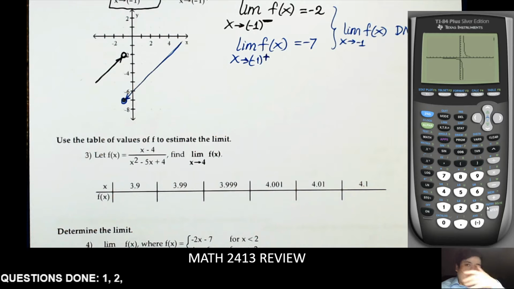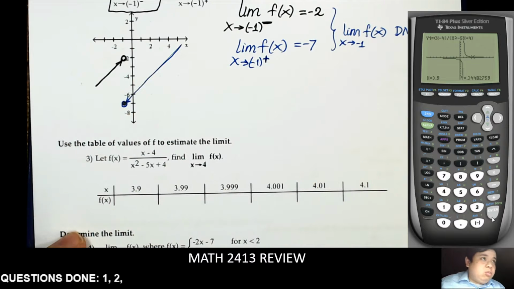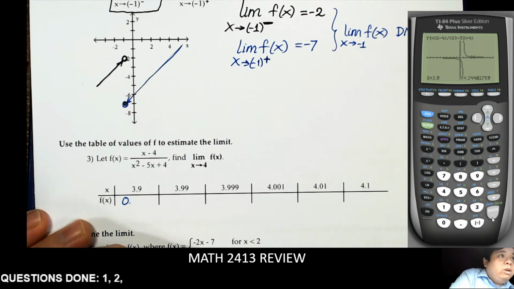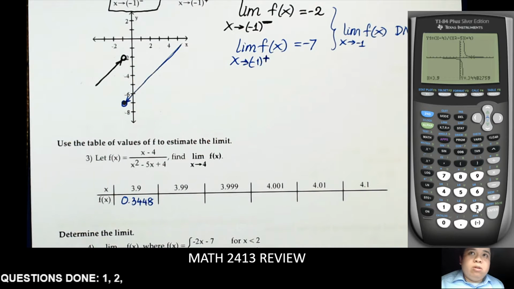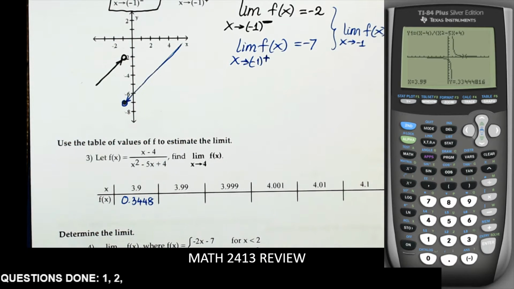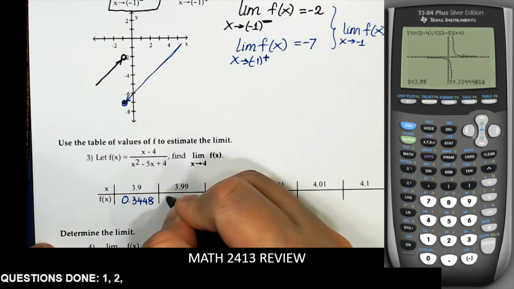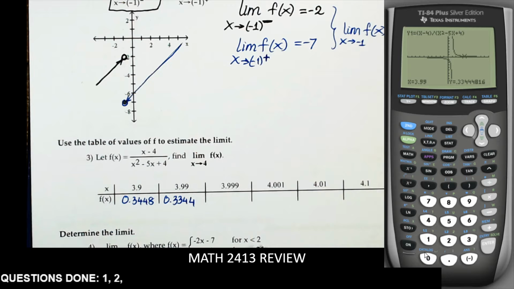The first option is value, so second trace and enter. Then it will ask what the x value is equal to. So x equal to, we just enter 3.9, and that is 0.3448. Let's keep 4 decimal places. Then we enter 3.99, and we don't have to hit second trace again. We just enter the new value for x, and that gives you the y value. So that is 0.3344, and then 3.999.